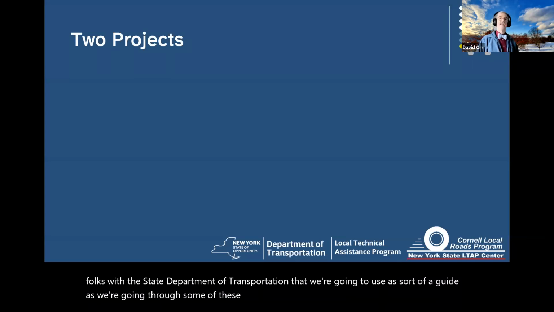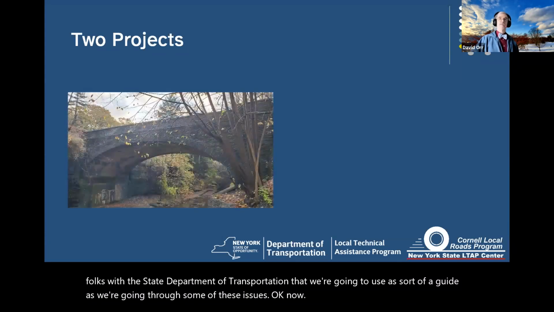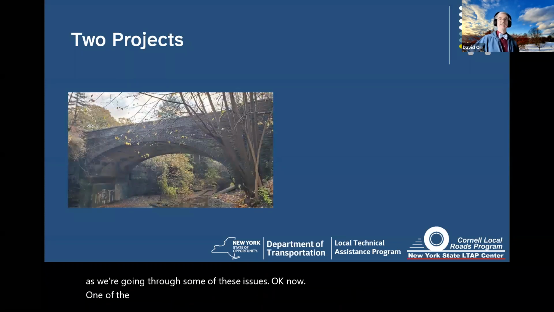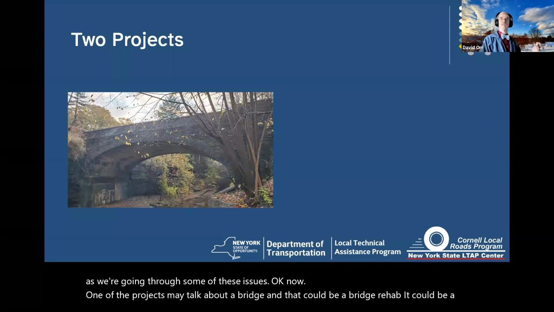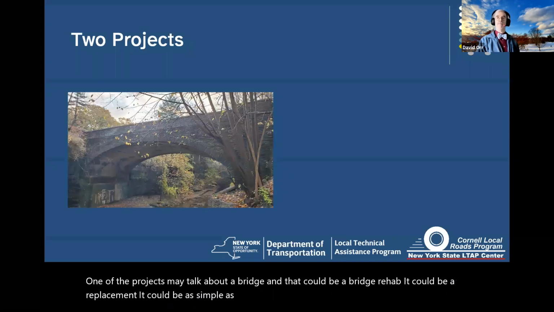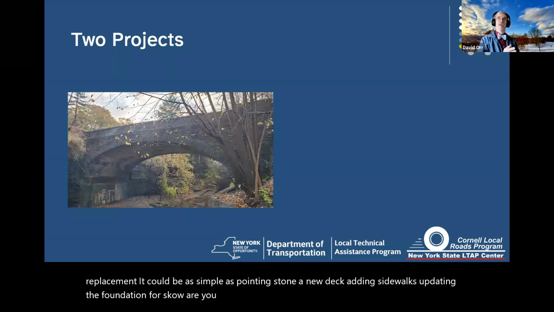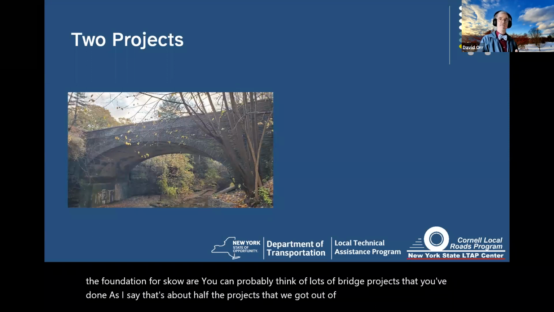Okay. Now, one of the projects, I may talk about a bridge, and that could be a bridge rehab. It could be a replacement. It could be as simple as pointing stone, a new deck, adding sidewalks, updating the foundation for scour. You can probably think of lots of bridge projects that you've done. And as I say, that's about half the projects that we got out of the list from the state.